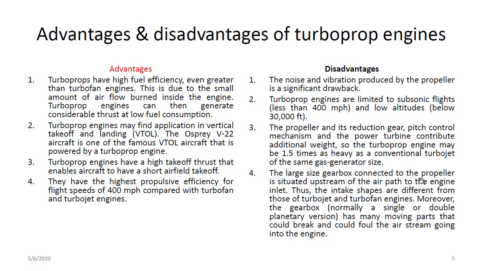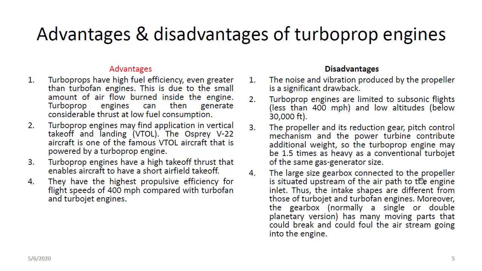Turboprop engines have a higher takeoff thrust that enables aircraft to have a short airfield takeoff. So aircraft that are required to take off from a short airfield, for example from an aircraft carrier, will have an engine of this type. They also have a higher propulsive efficiency for flight speeds within 400 miles per hour compared with either turbofan or turbojets. So these are some of the advantages of this engine.